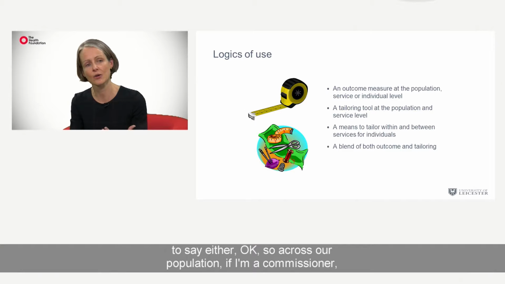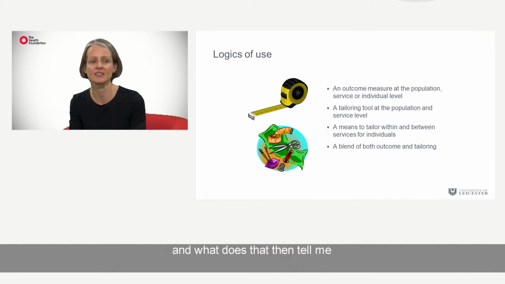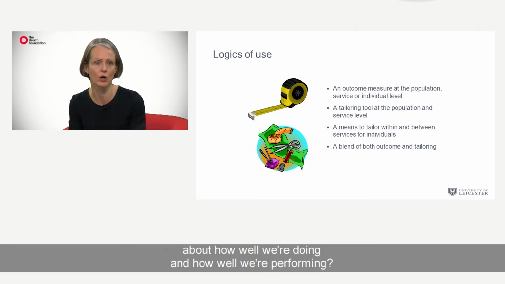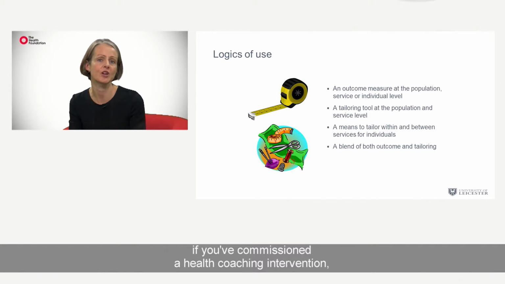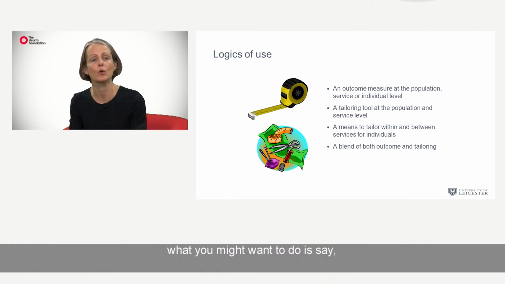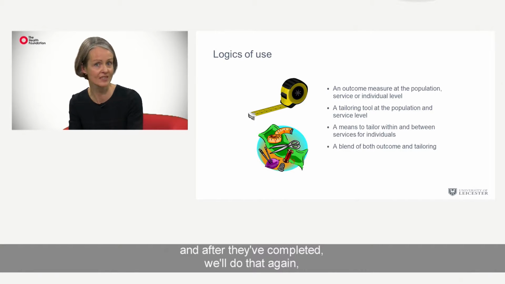To say either, okay, so across our population, if I'm a commissioner, what's the breakdown of the activation level of our patients, and what does that then tell me about how well we're doing and how well we're performing? Or at a service level, so for example, if you've commissioned a health coaching intervention, you might want to say, before people start the intervention, we'll look at their activation level, and after they've completed, we'll do that again.